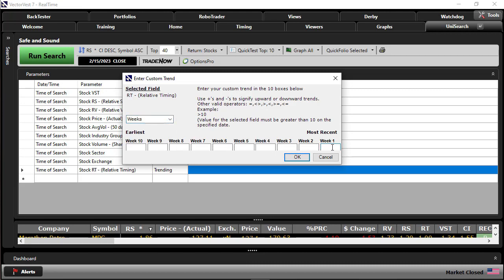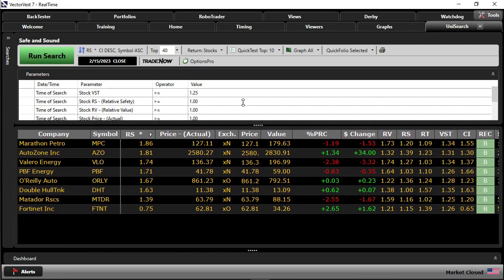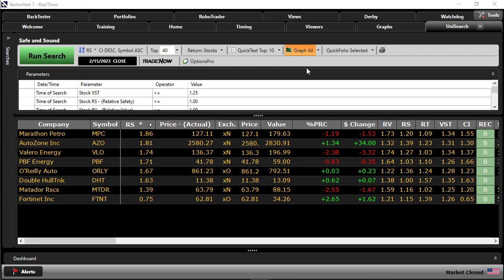Week one, which is the week that I run the search, I want the RT to be greater than one. Last week, I want the RT to be less than one. So over the last week, we're looking at a bullish RT crossover from below one to above one. Nothing has changed here. Fundamental indicators are the same. We're still sorting the same, but we're looking for a new emerging short-term trend. So if I run that search, here are the stocks. Not many, but let's take a look at the charts.